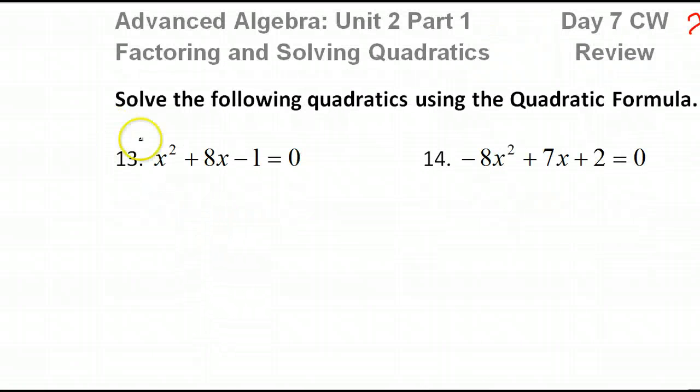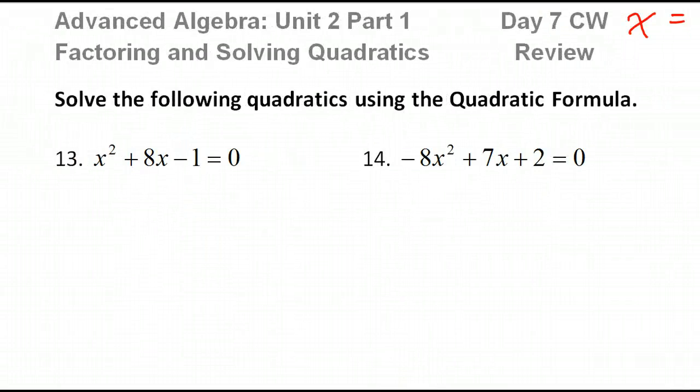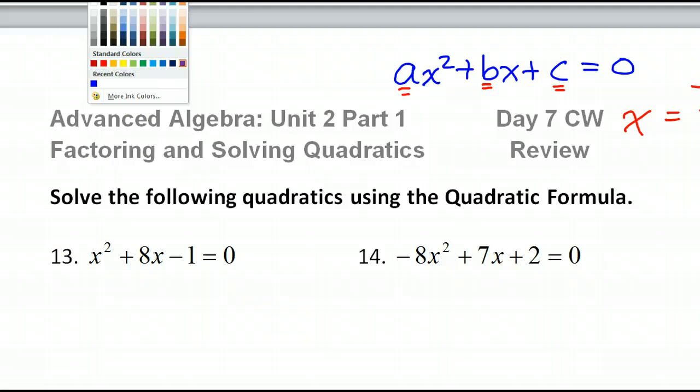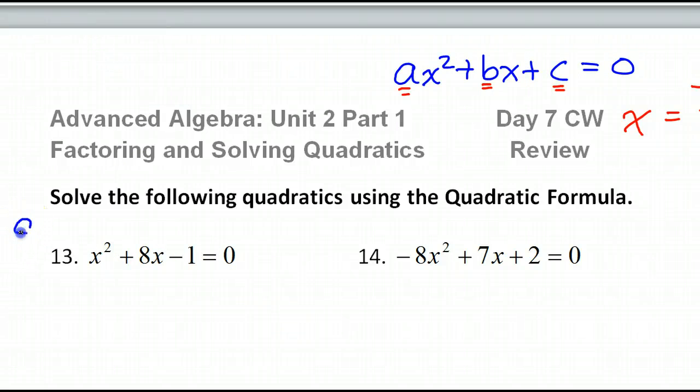So here we go. This problem number 13 is already in standard form. It's already in the ax squared plus bx plus c equals 0 form. We just have to recognize that a is 1. It's the invisible 1 that's right here. b is 8.